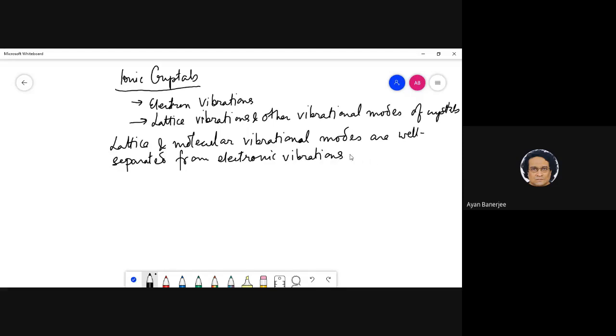This is very, very important, since the frequency is much lower for the latter. This is also important, right?